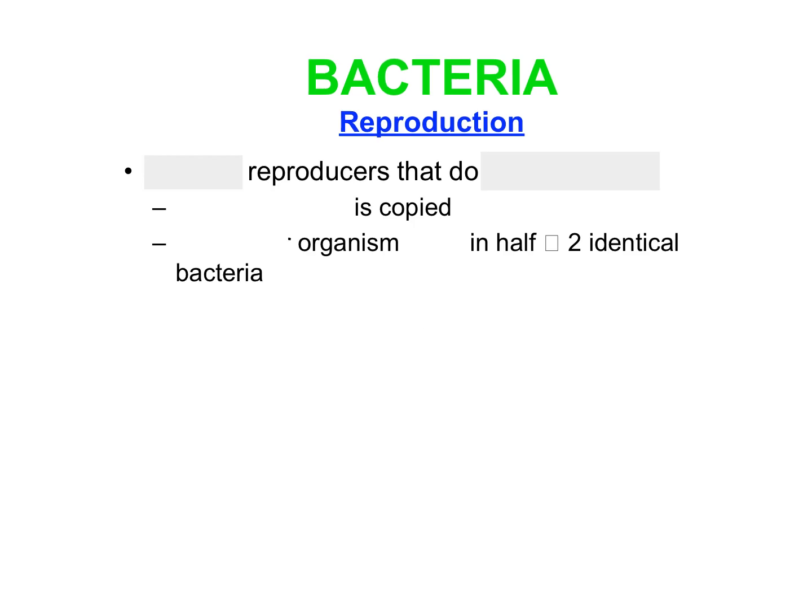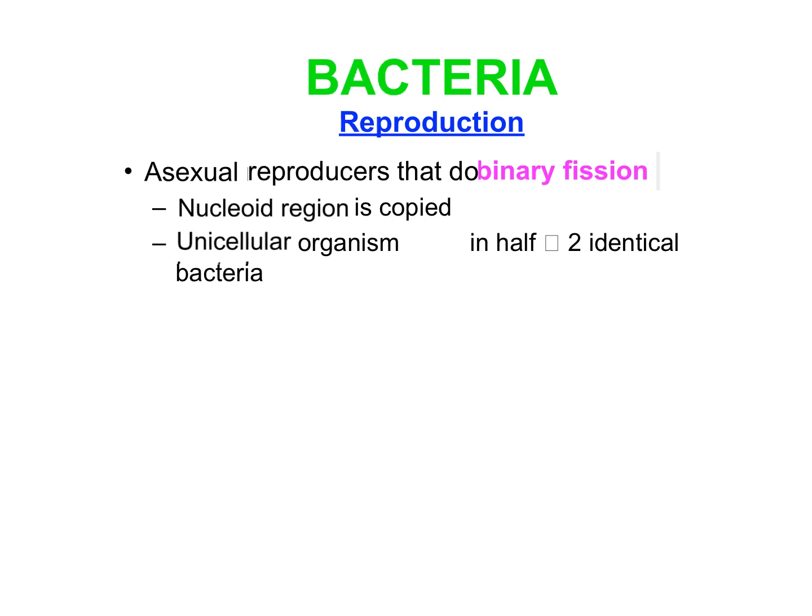The last general thing we have to talk about for bacteria is their reproduction. For asexual reproducers, we're talking about binary fission. So their nucleoid region, which is like their DNA, is going to be copied. Unicellular organisms will split in half, creating two identical bacteria. And that's key here for bacteria, that they are being made as identical copies of each other.